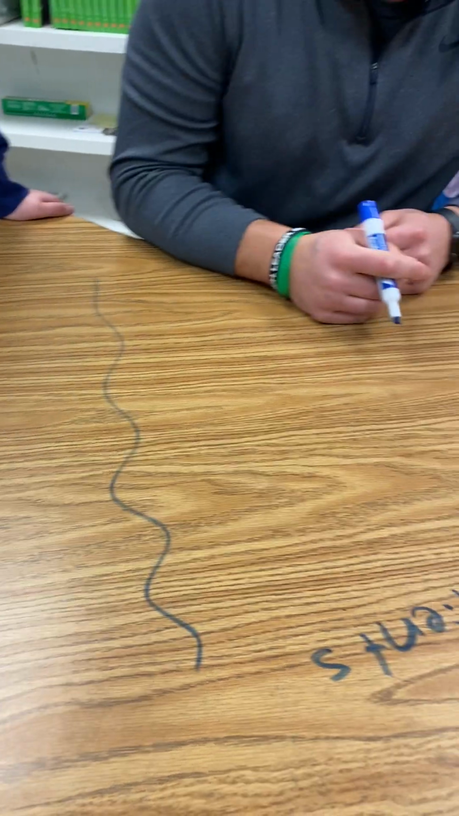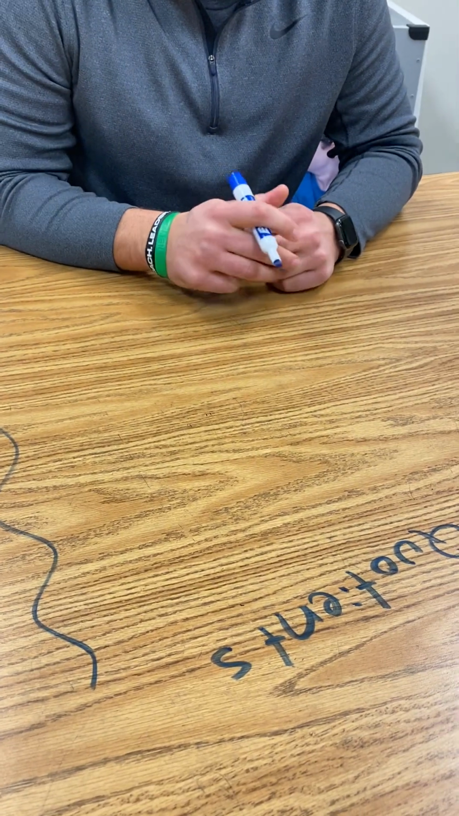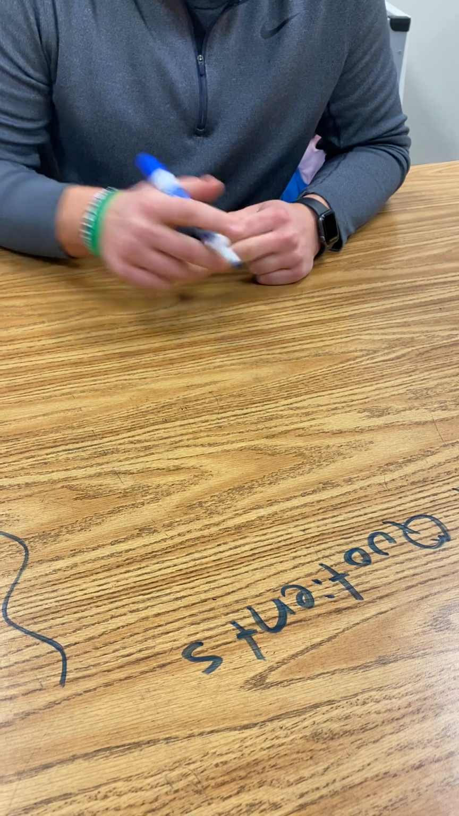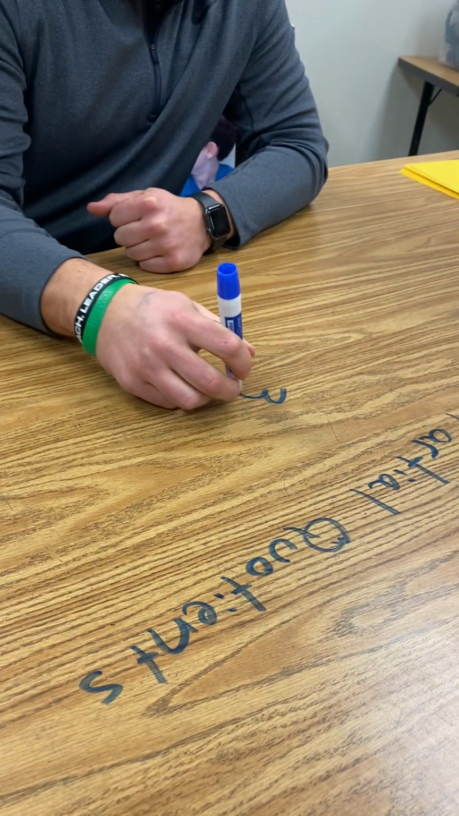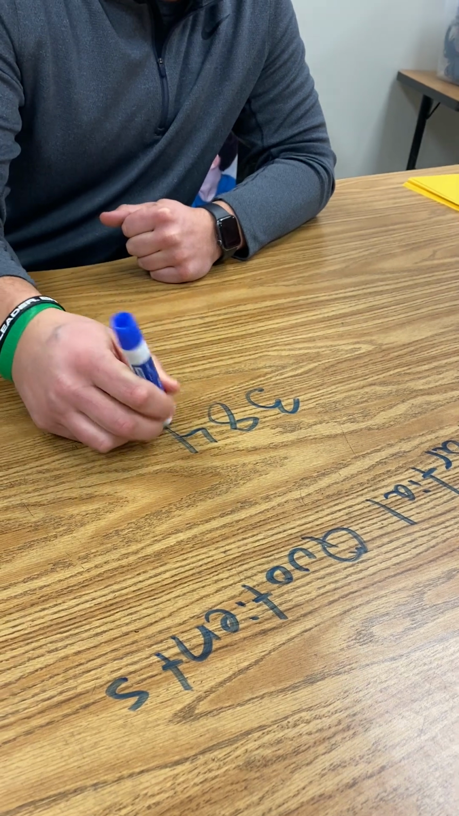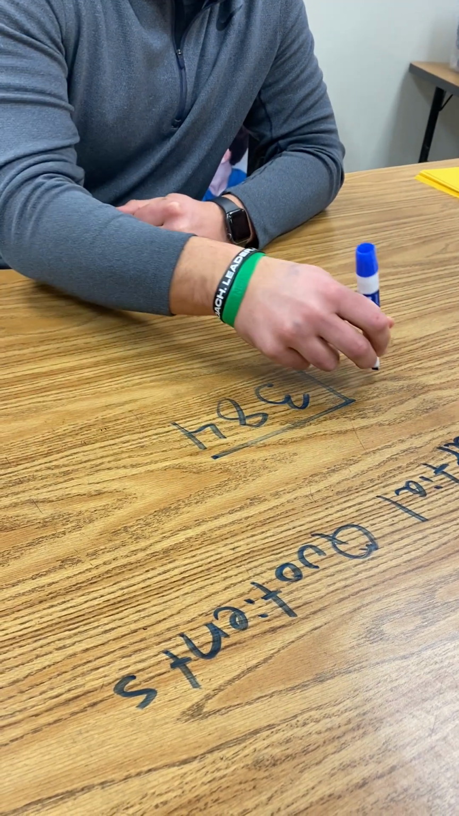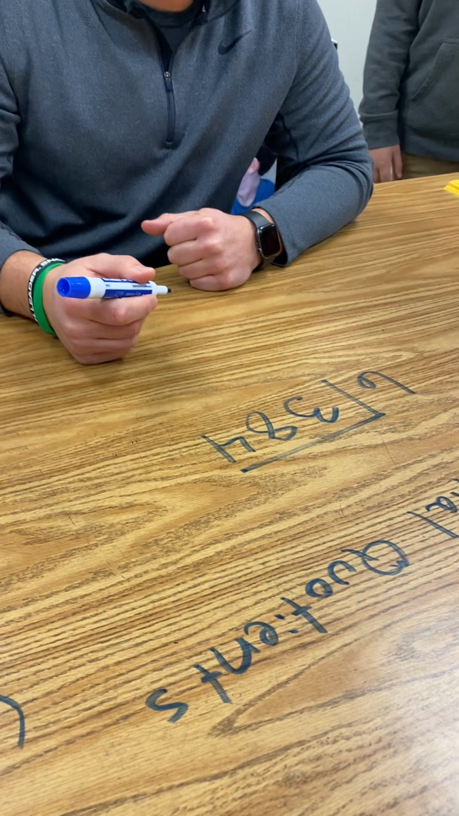Now, these two methods work very well with each other. They're very similar, however, they're just a little bit different. We're going to do the same exact problem for both of these methods. Let's do 384 divided by 6. Now, students, I'm going to have you guys help me a little bit as well.